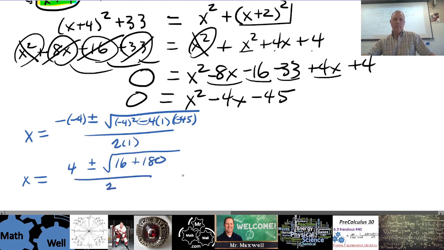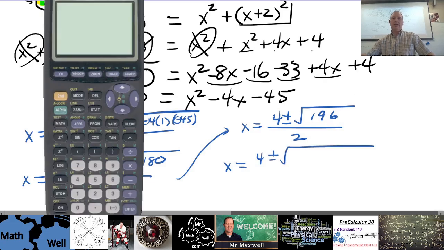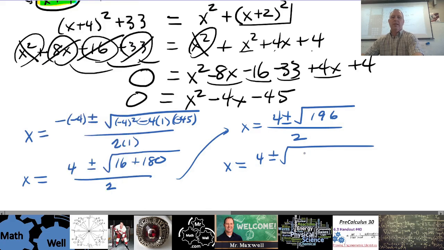Yep, over 2. Okay, so moving up over here, I've got 4 plus or minus the square root of, that looks to be 196. Awesome, over 2. X equals. Okay, so what's the square root of 196? Any guesses? Yep, square root of 196 is 14.